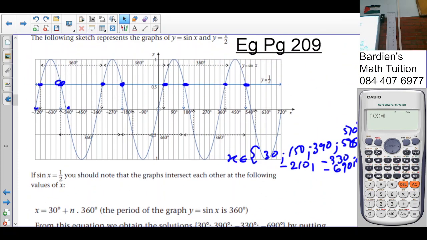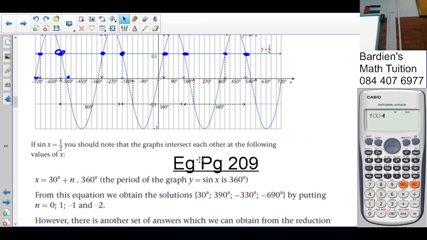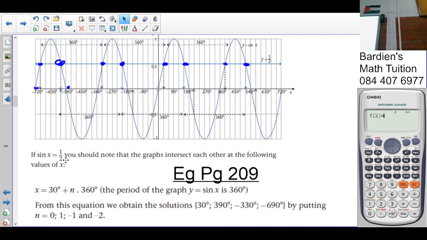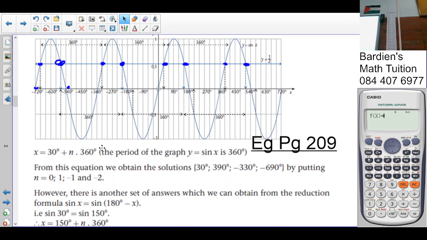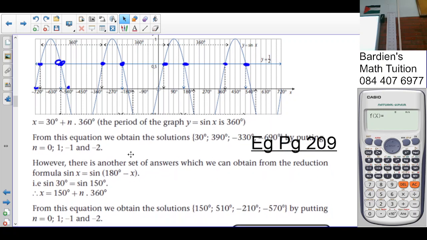Right, let's read what they say. If you look at this here, that was a restricted domain solution. If sine of x is equal to half, you should note that the graphs intersect each other at the following values of x. Here we are told that x is equal to 30 plus n times 360. Instead of using n, we use a k. The period of the graph of y equals sin x is 360. For this equation, we obtain the solutions 30, 360. We got all this by putting 0, 1, minus 1, minus 2 into them. We'll look at more of those examples soon.